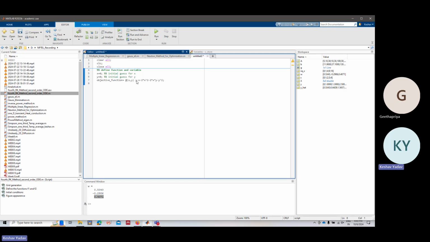What is my descent direction? Descent direction will be also a function of x and y, but this will have two values, no? This will have two values. So the first value will be 1 plus x. And the second value will be bracket 2y minus 3, 2y minus 3 divided by 2. Okay.